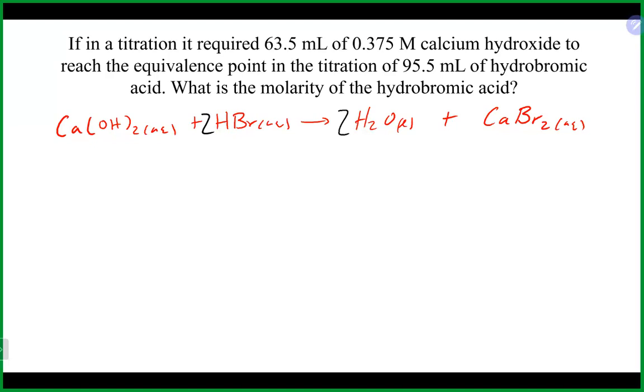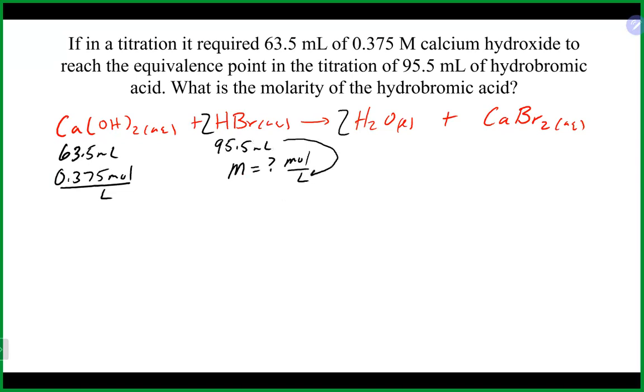Any questions on the equation there? All right, so now that we have it, let's take a look at what was given to us. We have 63.5 milliliters. We also have the molarity of 0.375. Once again, I'm going to turn that big M into both units, which are our moles per liter. In terms of the hydrobromic acid, we have 95.5 milliliters, and we are looking for the molarity here. So once again, we're looking for the molarity, which means we are looking for moles per liter. We essentially have the liters part of it right there. So we do need to get the moles part from really the stoichiometry.